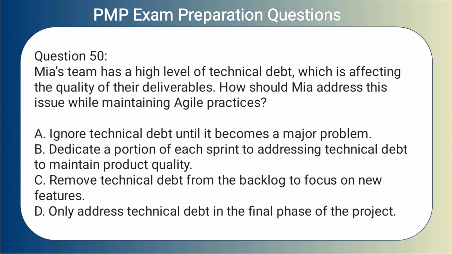Question 50. Mia's team has a high level of technical debt, which is affecting the quality of their deliverables. How should Mia address this issue while maintaining Agile practices? A. Ignore technical debt until it becomes a major problem. B. Dedicate a portion of each sprint to addressing technical debt to maintain product quality. C. Remove technical debt from the backlog to focus on new features. D. Only address technical debt in the final phase of the project.